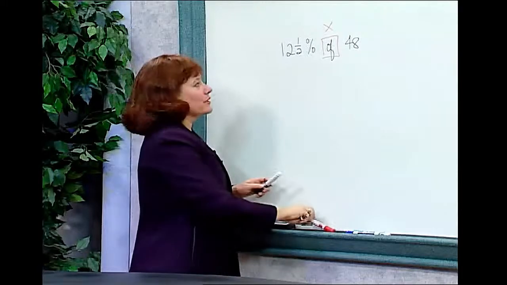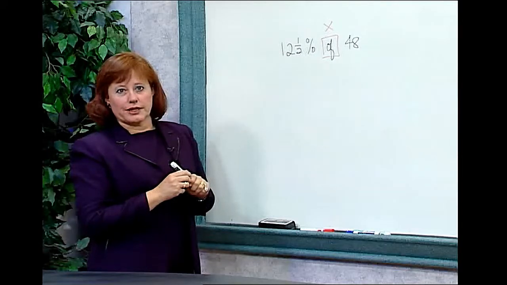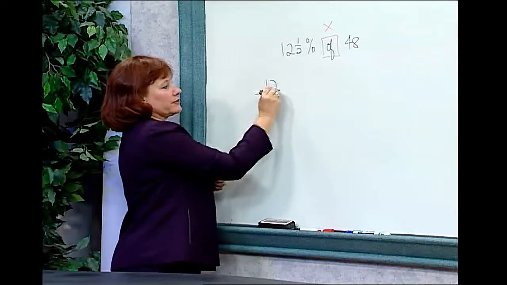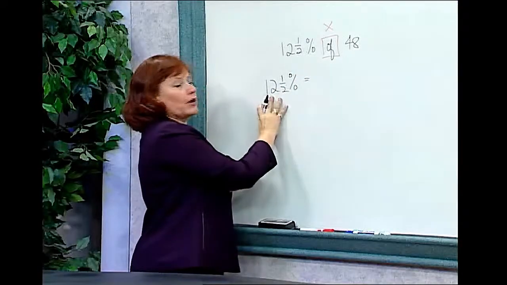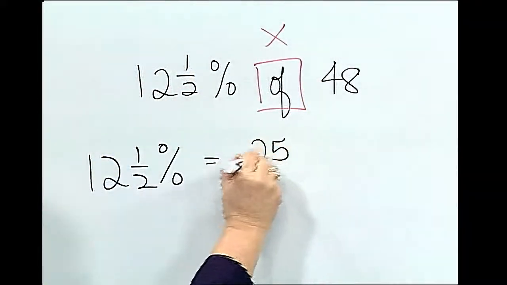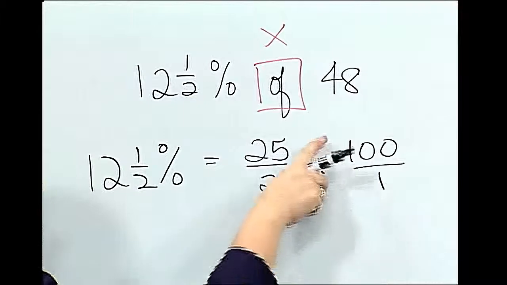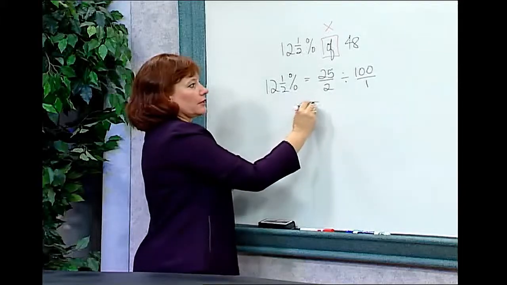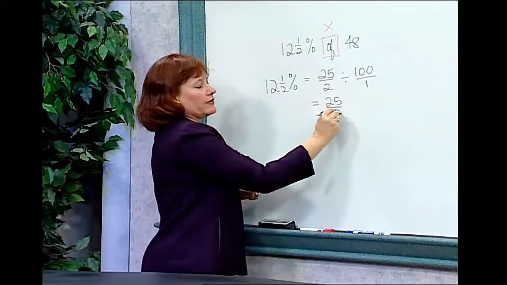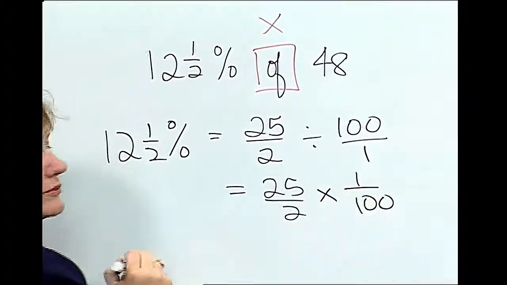First though, we have to do something with this 12.5%. The first thing we're going to try to do is change this to a fractional percent. 12 and 1/2% can be rewritten by changing it to an improper fraction and dividing it by 100. So I know 12 and 1/2 is equal to the improper fraction 25 halves, and I'll divide it by 100. We'll put the 100 in the form 100 over 1 so that we can invert and multiply. My next step will be 25 halves times, when we invert and multiply, 1 over 100.